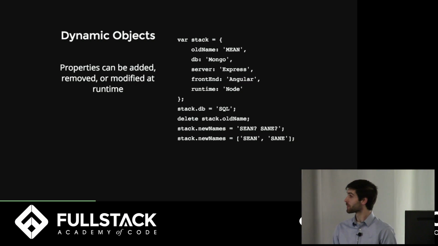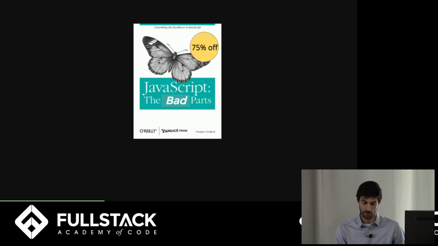So if we look at our example here, we have a stack, not a data structure, but a stack like we're studying here. And we're initializing it with a bunch of properties, but then below the initialization, we can actually modify the database to switch over to SQL. We can delete the old name of the stack, and then we can also add new properties like this new names property here. We can't quite decide what it's going to be called, but we can start it as a string, and then because we don't have strong typing, we can even reassign that new names property from a string to an array. So this is great. It allows us to do a lot of things as developers, but unfortunately, there is a cost to that. There's a dark side.